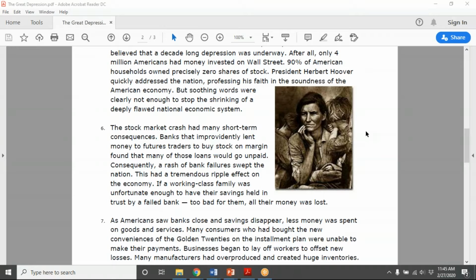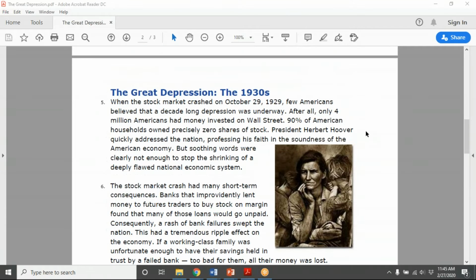It lasts all the way through the 1930s and really doesn't come to an end until the economy started booming again because of World War II when it happens in the early 1940s. So really the 1930s, the whole decade, was the Great Depression.